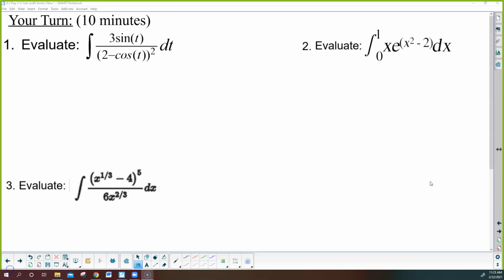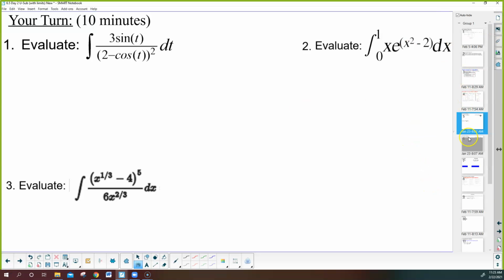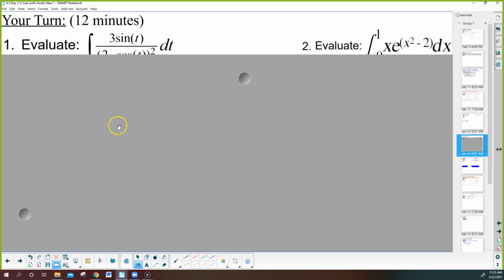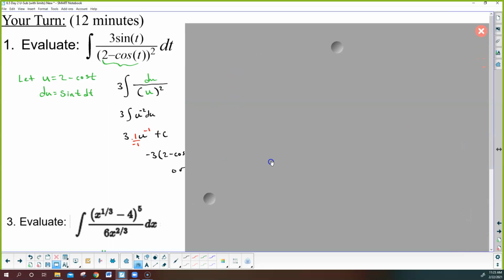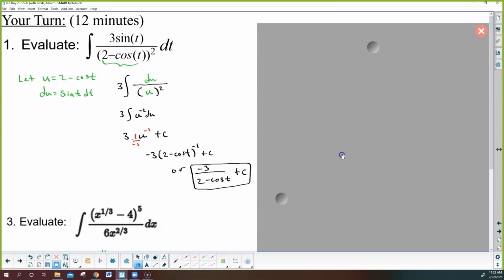You may or may not have had a chance to do all of these. I have these preset just so we can go over them a little faster. And let's look at number one here first.